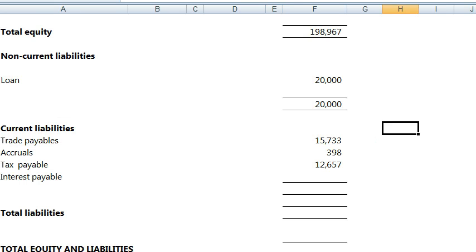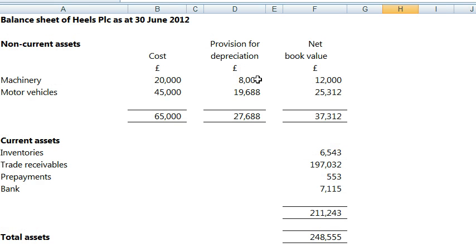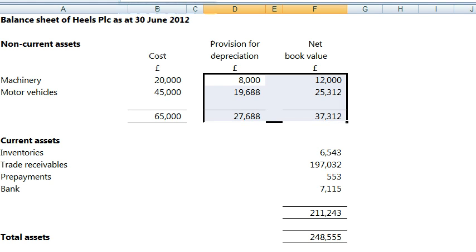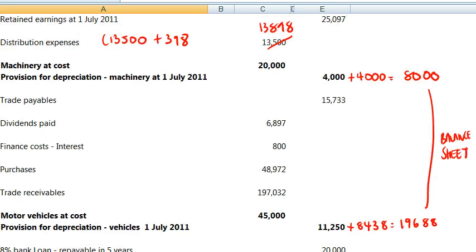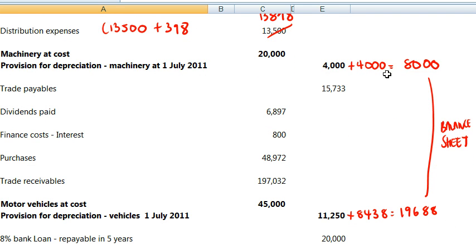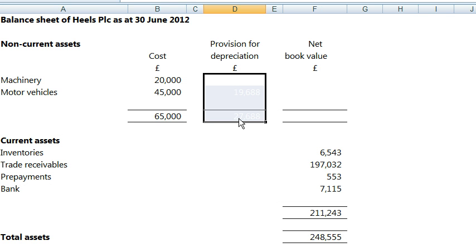Okay, let's do the balance sheet. Actually, let me take that out because I don't want you to see that yet. So you put the cost in as normal, and then remember I got you to update the provision for depreciation here, and I told you that they both go in the balance sheet. So we added 4 grand, which was the 4,000 depreciation for the year, to machinery. The provision came to 8, and for the vehicles we added 8,438 to give you 19,688. Those two figures go on the balance sheet, like so.